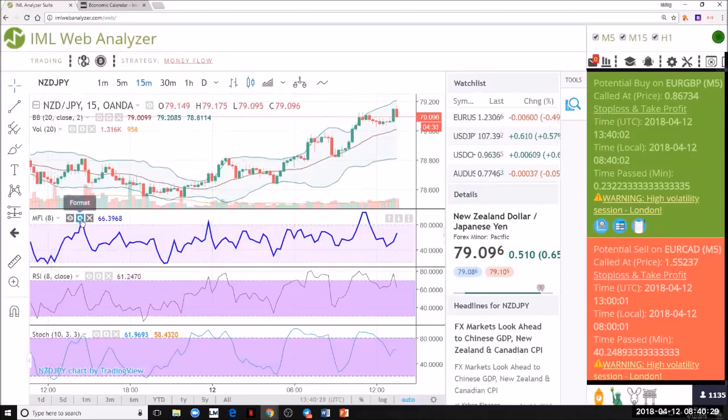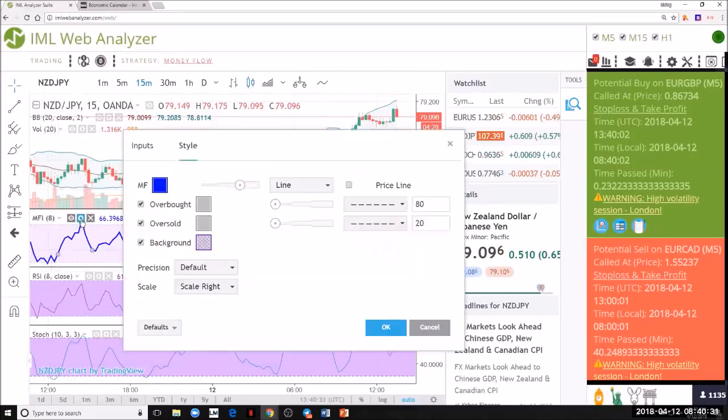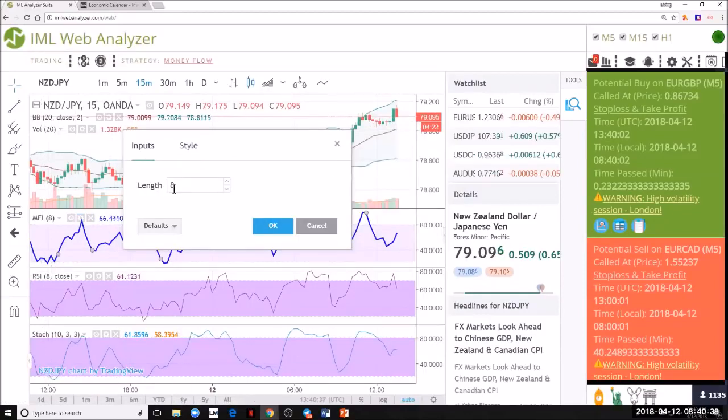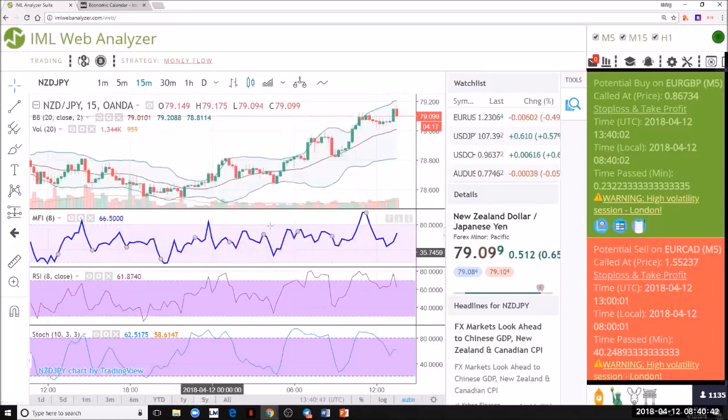So I'm going to go ahead and show you, just in case you need to format, what the format is. Here's your inputs. Length is 8. And then make sure you always save as default and hit OK. Once you've done that on your computer, you shouldn't have to do it again.